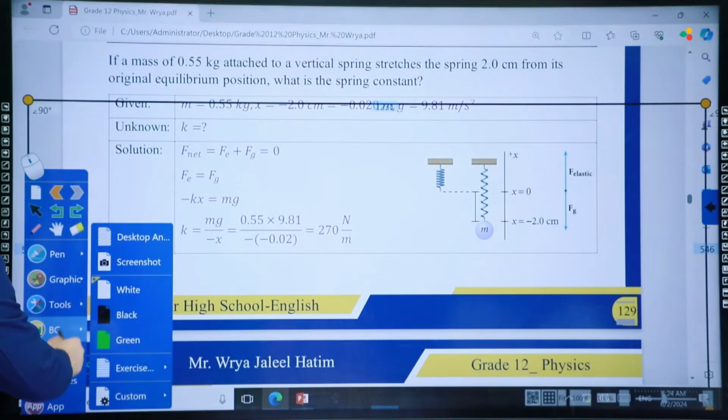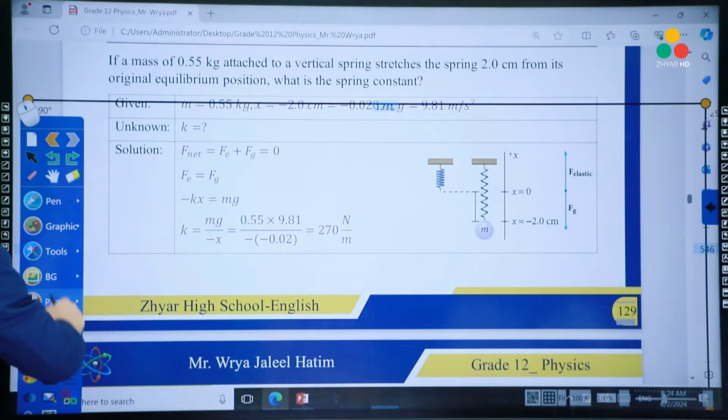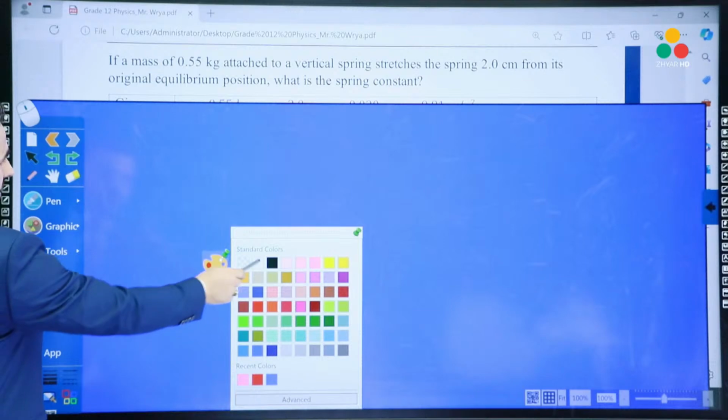Let's, not this one. I think I need to move this one up a little. Yes, okay. Let's make it white.